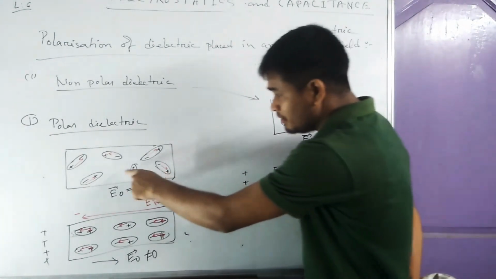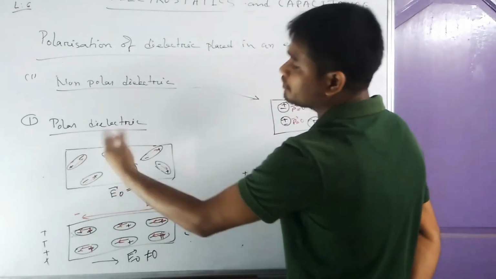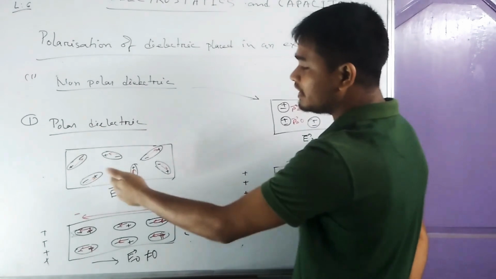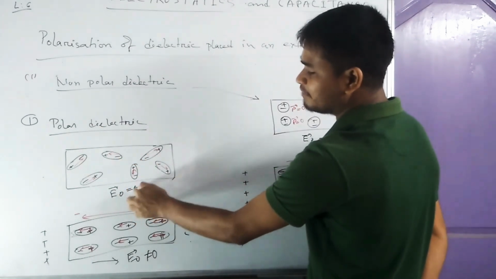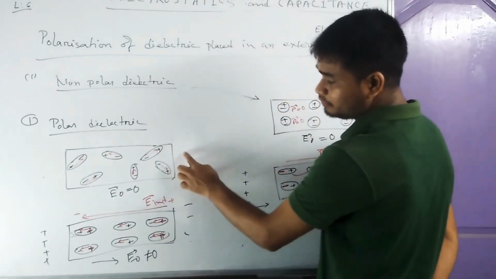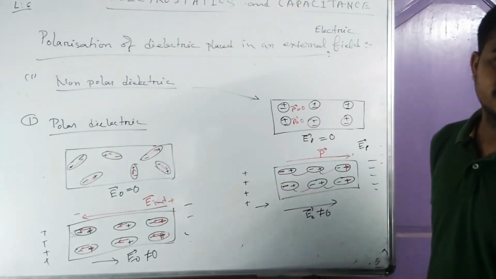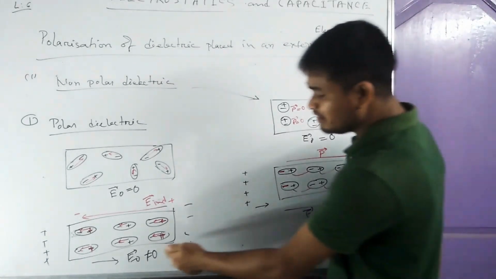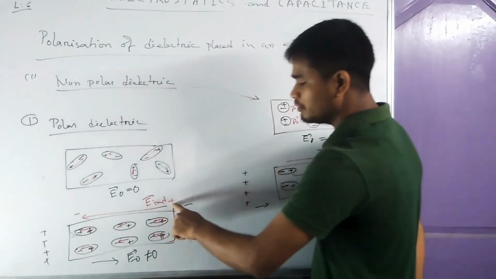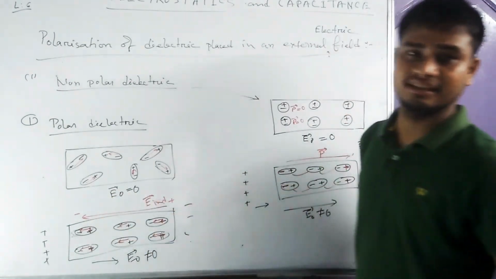What is happening? When the external field is 0, there are dipole moments in each molecule, and the total dipole moment in the absence of the external electric field is 0 because these directions are random. Therefore the total dipole moment is 0 in the absence of an external electric field. Now when we apply the external electric field, there is a total dipole moment from minus to plus. Clear? Because they are aligned due to the external electric field.